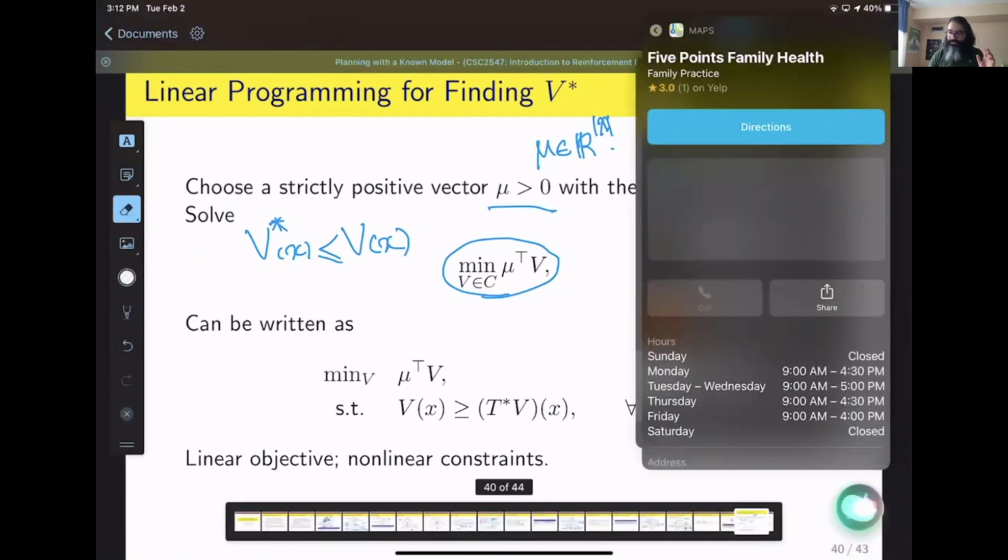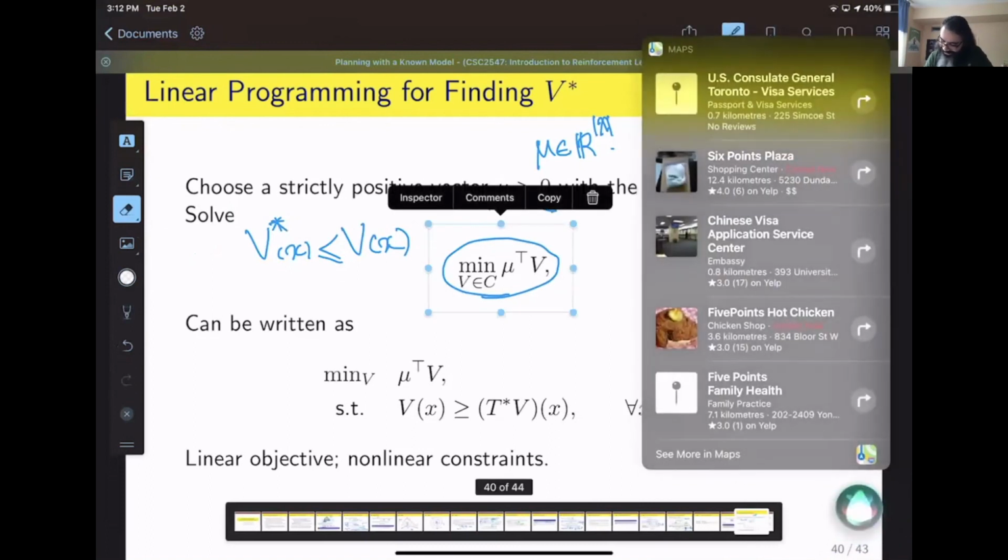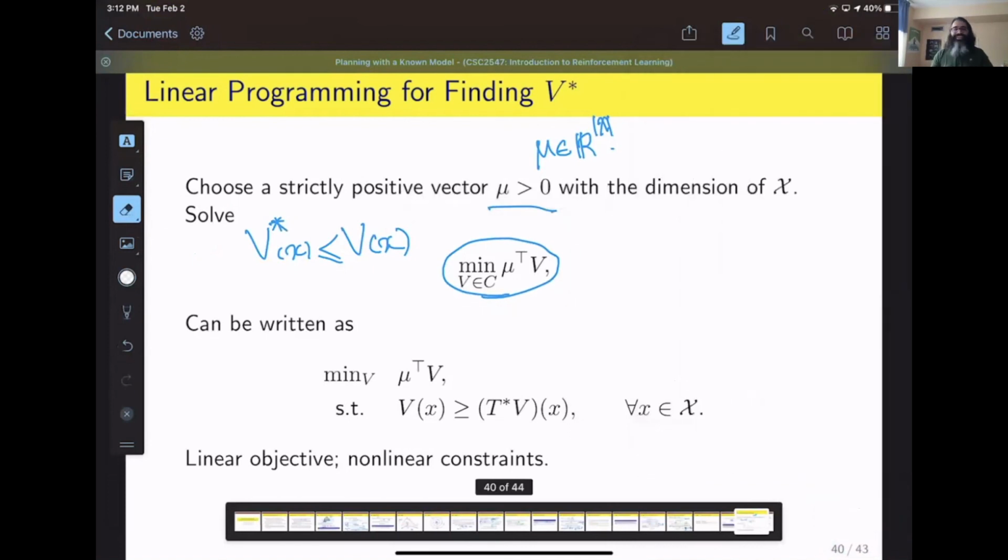One option is U.S. Consulate General Toronto, visa services on Simcoe Street. Does that one set? No. Okay, I can go away. Okay, that was funny.